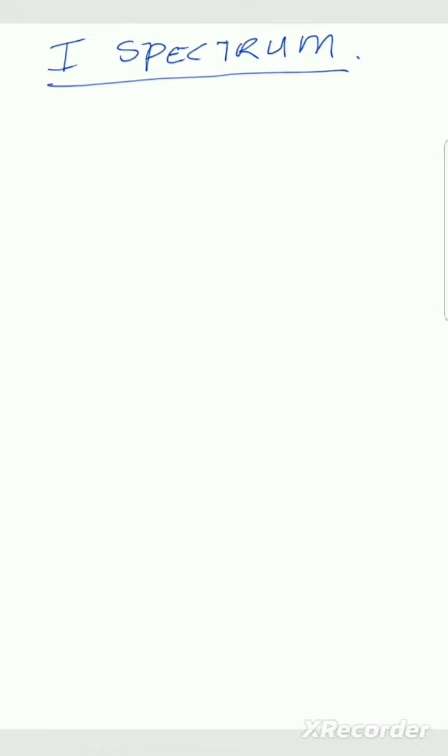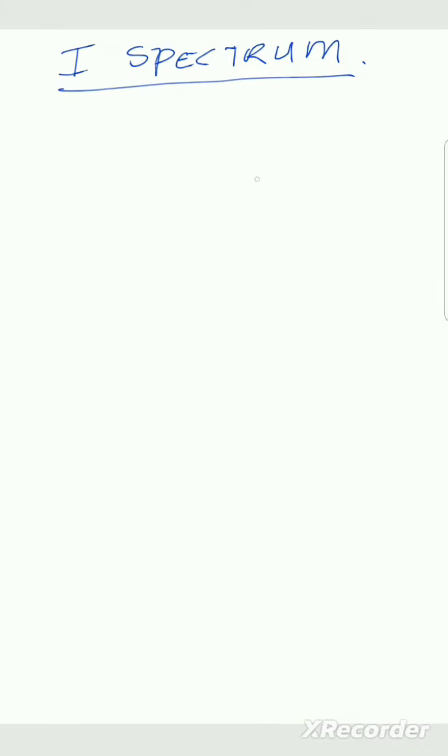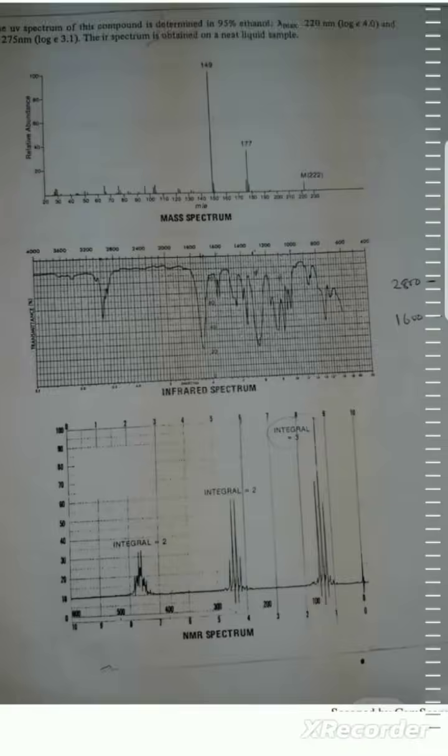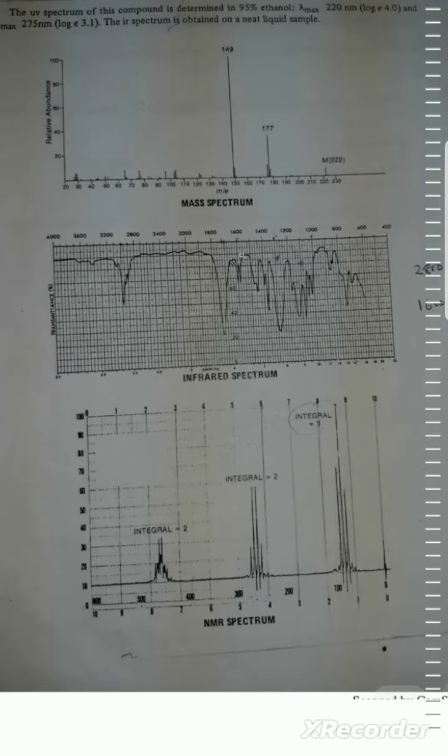So here I'm going to write on the IR spectrum, which is the infrared spectrum: near 3000 per centimeter is CH stretch. Then I'll come to this one, which is between 1800 and 1600.